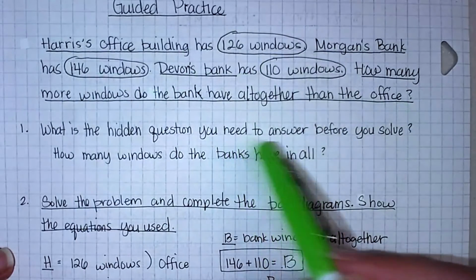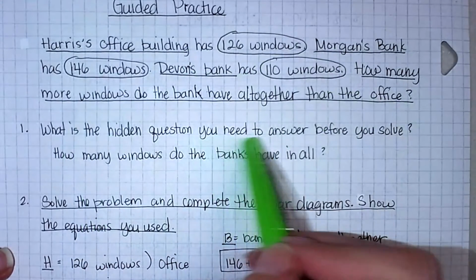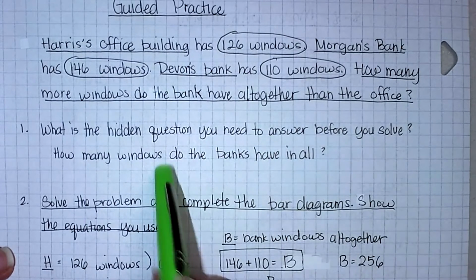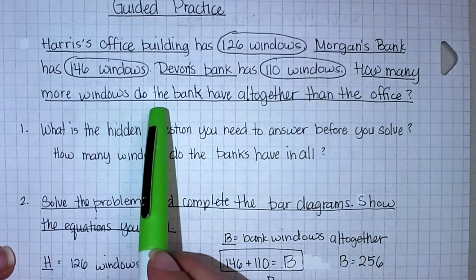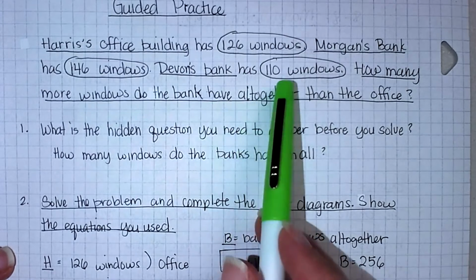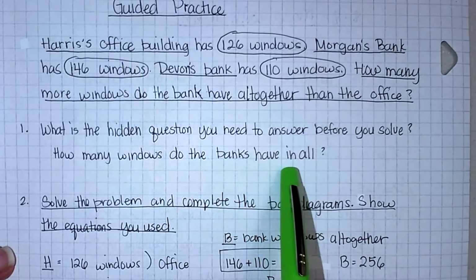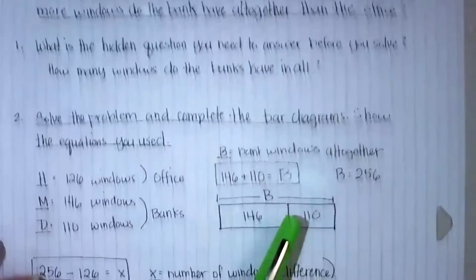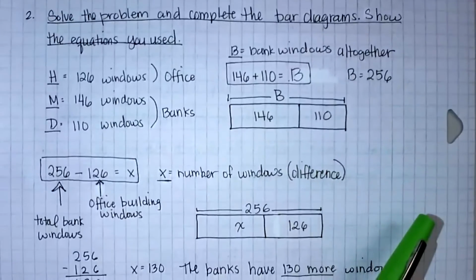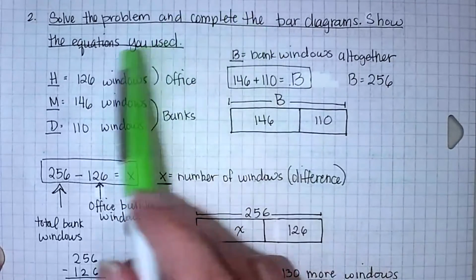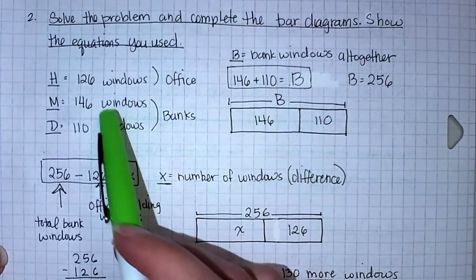I underlined our question. So number one, it says, what is the hidden question that you need to answer before you solve? Well, first, if they're asking us, we want to know how many windows both banks have more than the office. I need to figure out how many windows the banks have in all. And I need to figure out how to solve that question. So I outlined all of the steps. You're going to see a lot of work over here. It says solve and complete the bar diagrams, show the equations that you used.